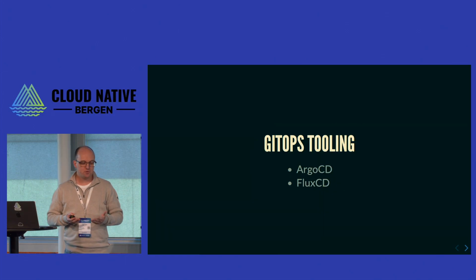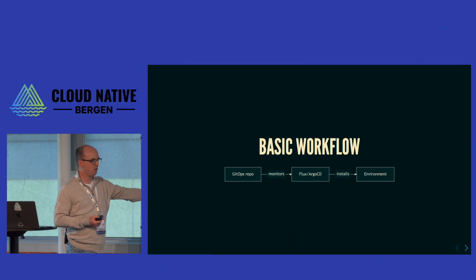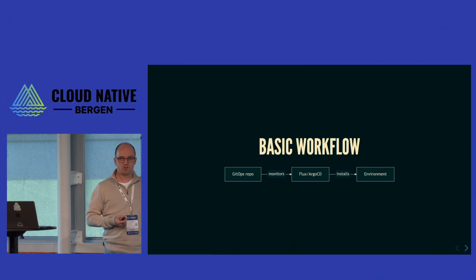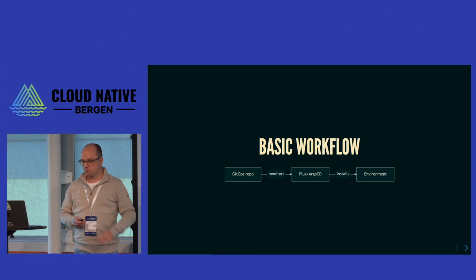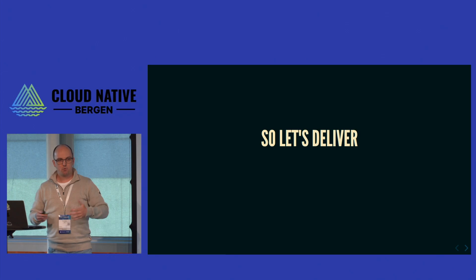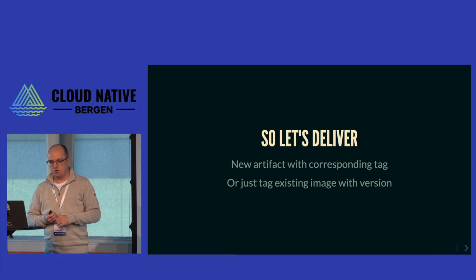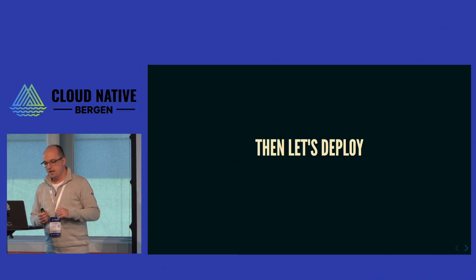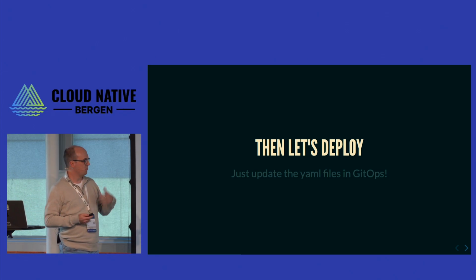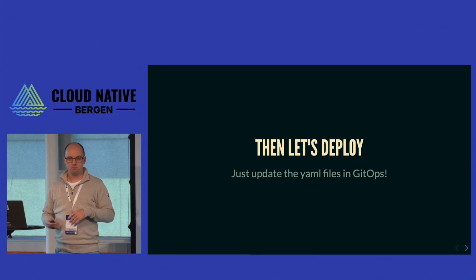There's two very common tools for this, Argo CD and Flux CD. Both can be used to do this. And what happens is very simple. You have your repo on the one side that gets monitored by Flux or by Argo, and they make sure that whatever's in your cluster actually reflects what's described in this repository. So if you now want to deliver something, you create a new artifact with a new tag, or you tag an image with a new tag. If you then want to install it, all you have to do is go to that GitOps repository and update the corresponding YAML files. Very simple, but also manual.